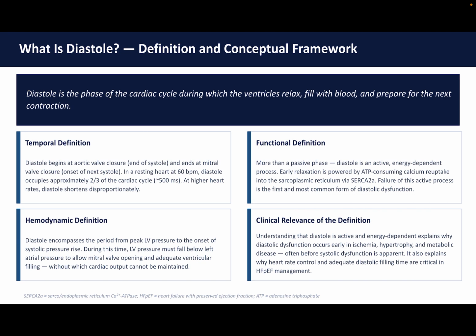Think of it this way. If systole is the hand squeezing a sponge, diastole is the hand opening back up and allowing the sponge to re-expand and absorb. If the opening mechanism is broken, if the hand is stiff or weak, the sponge never fills properly. Your cardiac output suffers even with a perfectly normal squeeze. The 4 definitions on this slide, temporal, functional, hemodynamic, and clinical, give us 4 lenses on the same phenomenon.